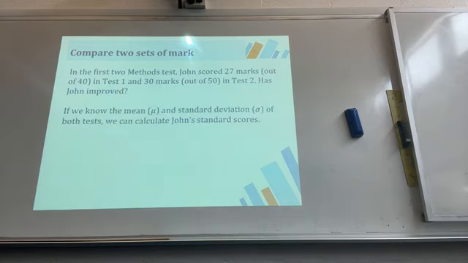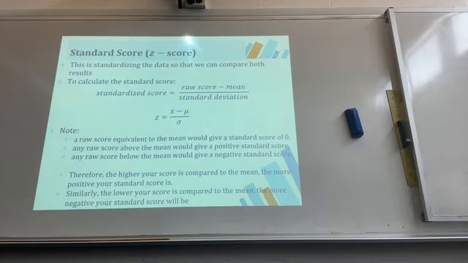Now, what if I know the mean of the whole cohort and the standard deviation for the cohort? Can we then compare in that sense? So we're looking at it in terms of the whole cohort now. So where is John placed in terms of the whole cohort? Alright? We know the mu, which is the mean, and the standard deviation sigma. So let's think about standardizing the score.